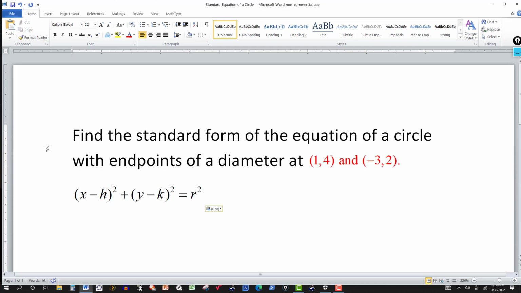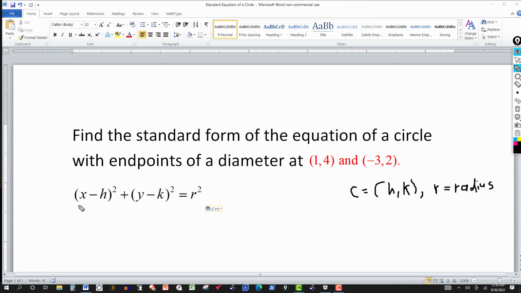So the standard form of the equation of a circle has this form here, where the center is given by (h, k) and r is the radius. To get the equation of the circle in standard form, we need the components of the center and we need the radius. Again, the center is the midpoint of the diameter. So using your midpoint formula, we have the segment that forms the diameter, one endpoint at (1, 4), the other one at (-3, 2).